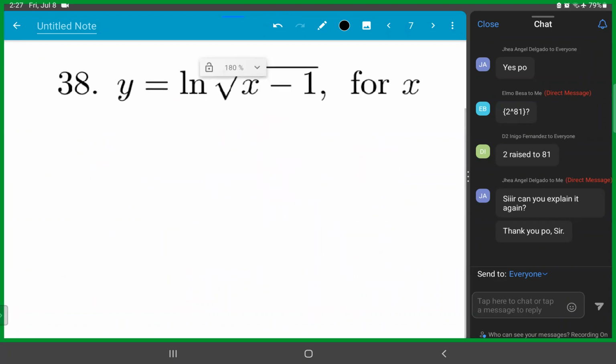So solve for x in this equation: y equals ln of the square root of x minus 1. So dahil may ln, expect mo yung magiging sagot mo exponential naman. So how do we start? Any suggestion?